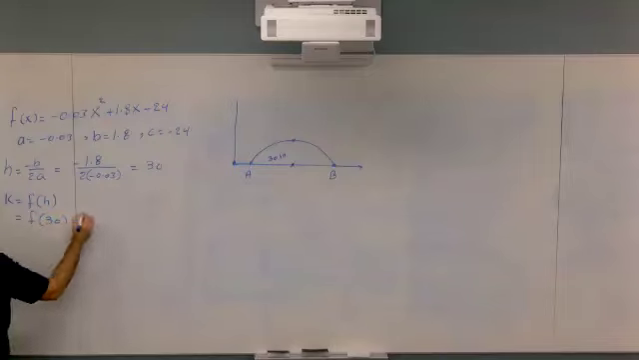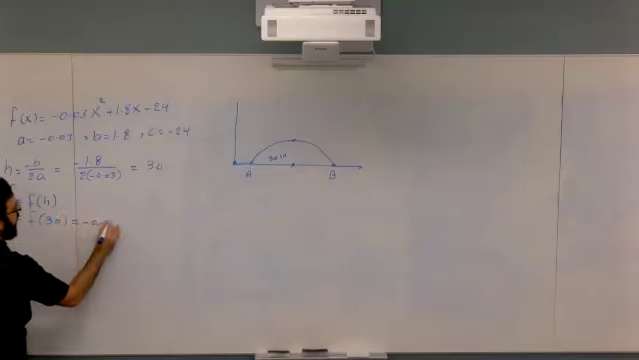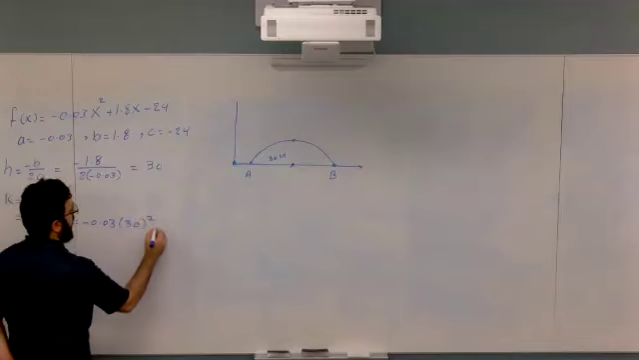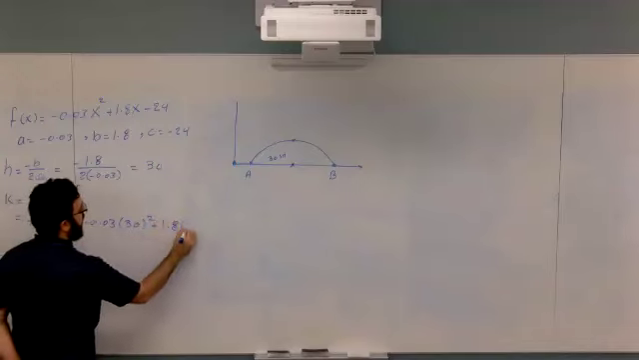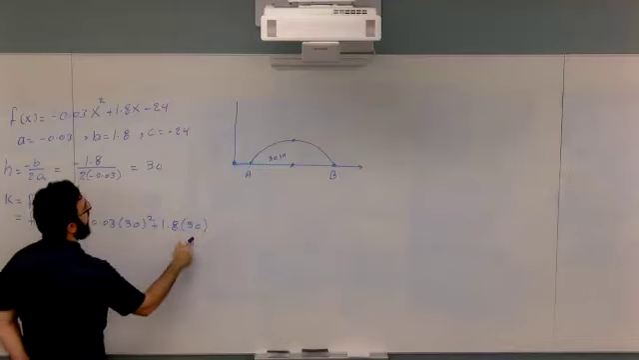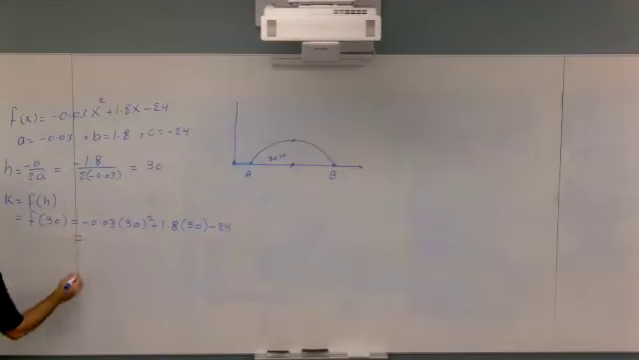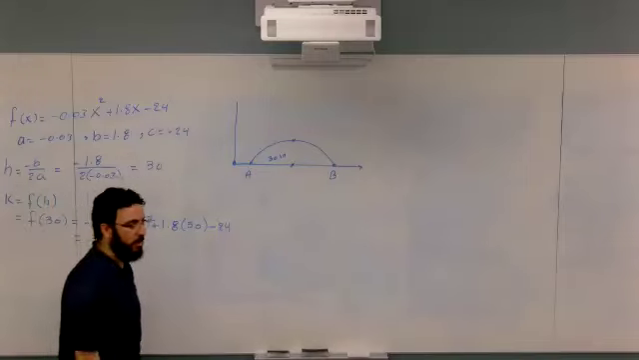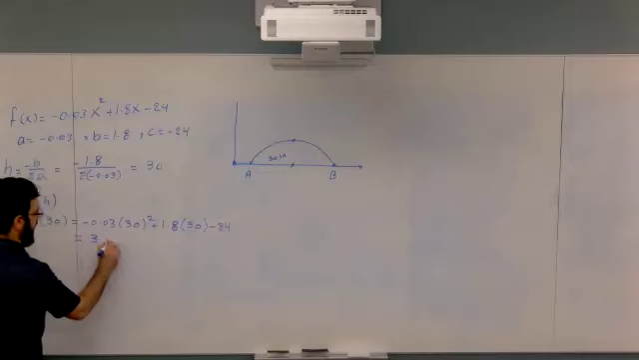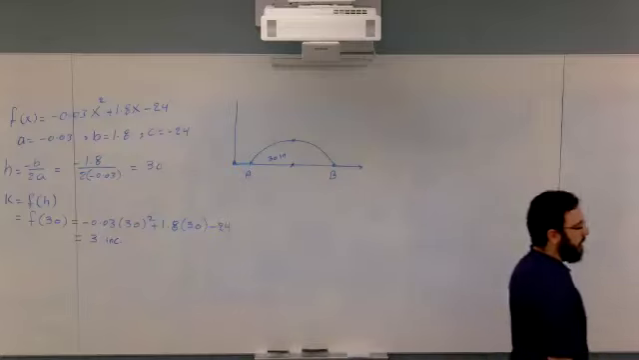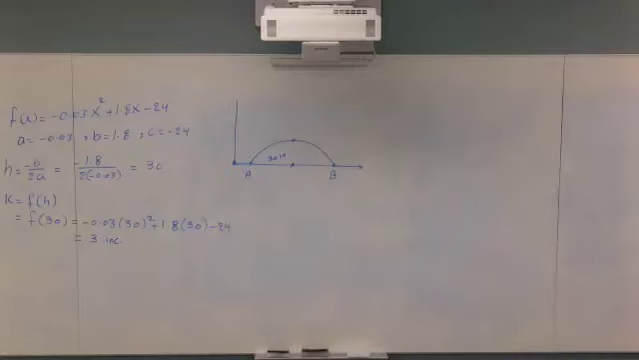So negative 0.03 times 30 squared, plus 1.8 times 30, minus 24. Equal to what? 3. Sure, yeah, that's what I got too. 3 inches. Okay. What did they ask for in part B? How did y'all get 30? That's what confused me. You plug it in like this.